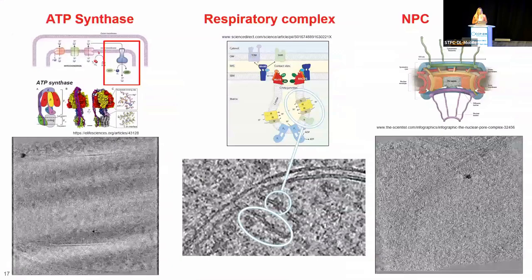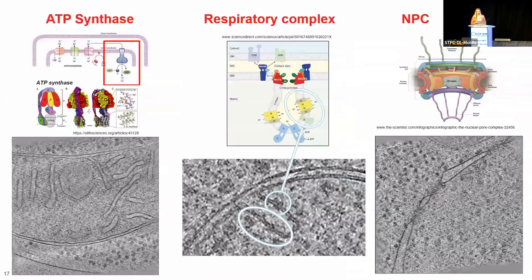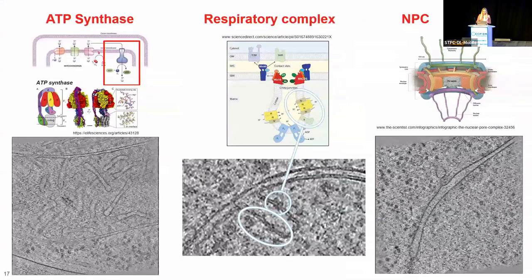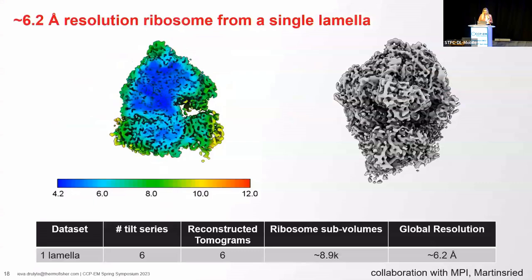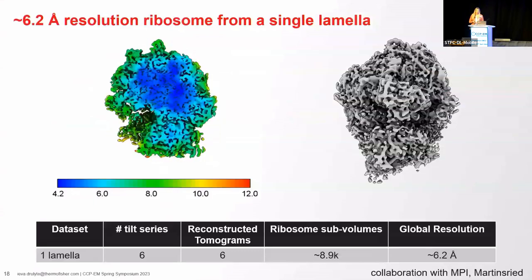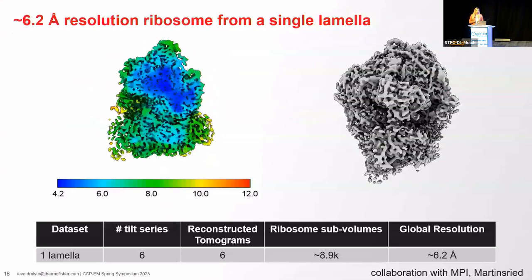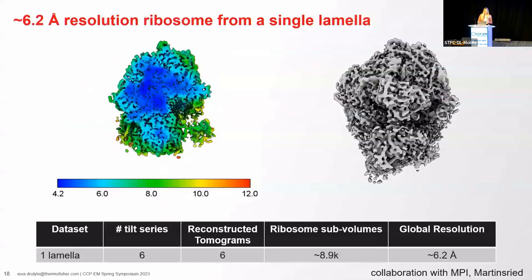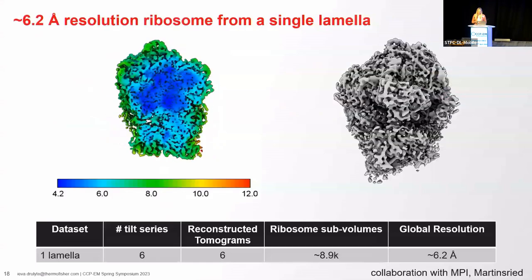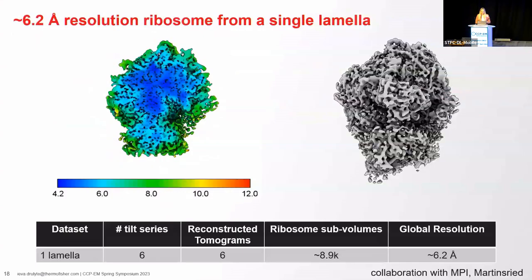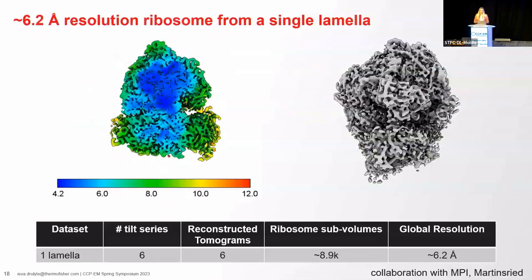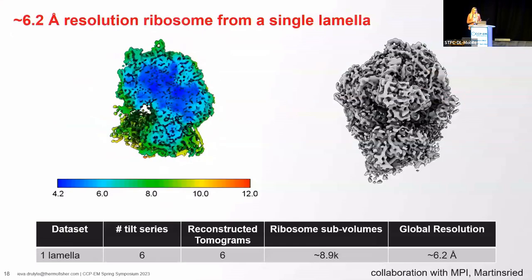So in the next slide, I will show you one of the protein structures that we determined from this work. It's a ribosome structure, a 6.2 angstrom ribosome structure from 6 tilt series collected from the same lamella, and in total 9,000 particles. And I think it really speaks about the quality of the data that we have.